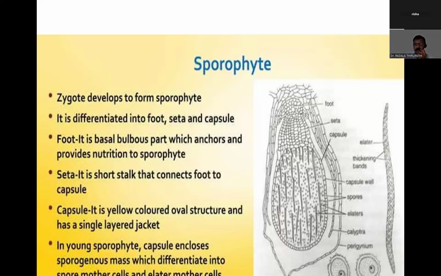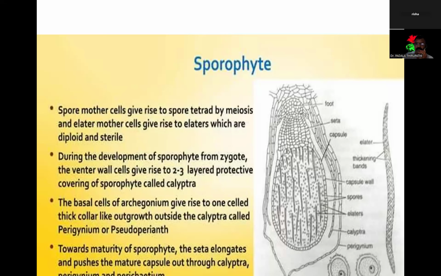On the right-hand side, you see the elongated fiber-like structures. They are the elaters, which have reticulate thickening. On the lower side, you see round structures. These are the spores, which are haploid, formed after reduction division. Spore mother cells, as I told, give rise to the spore tetrads by meiosis, and elater mother cells give rise to the elaters, which are diploid and sterile. They do not help in fertilization.